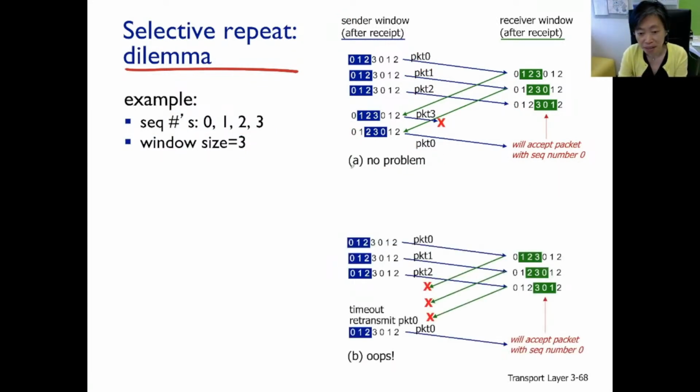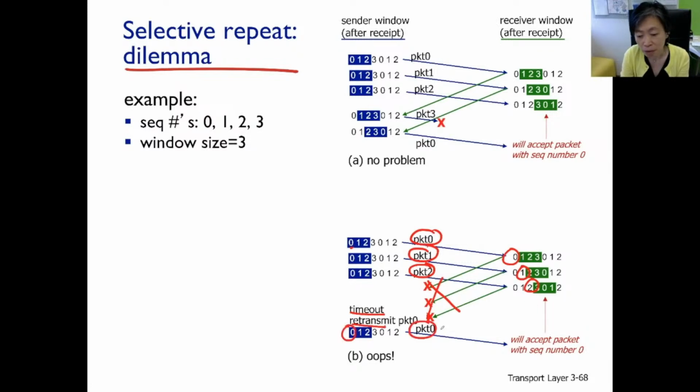Here's the next one. Same scenario, window size only 3, and we have sequence numbers. There are only 4 of them. So we send packet 0, 1, and 2 out. Receiver here generates ACK 0, ACK 1, and ACK 2 back. But unfortunately, all of them are lost. So timeout is going to happen and retransmit packet 0.